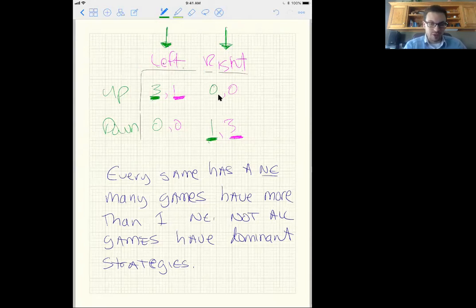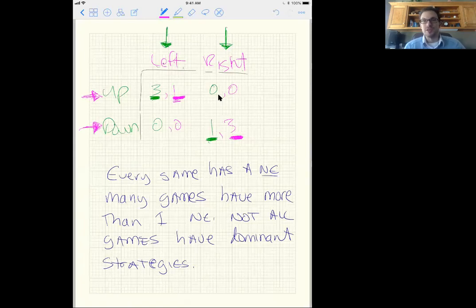Okay, so what about if we take column player's perspective? Suppose row player is hypothetically choosing up. Column player can either get 1 by choosing left or 0 by choosing right. Column player would rather choose left and get 1. 1 is bigger than 0. Suppose instead, hypothetically, row player is selecting down. What's column player's best response to down? Well, column player's best response is right. Column player would rather go right and get 3 rather than 0.